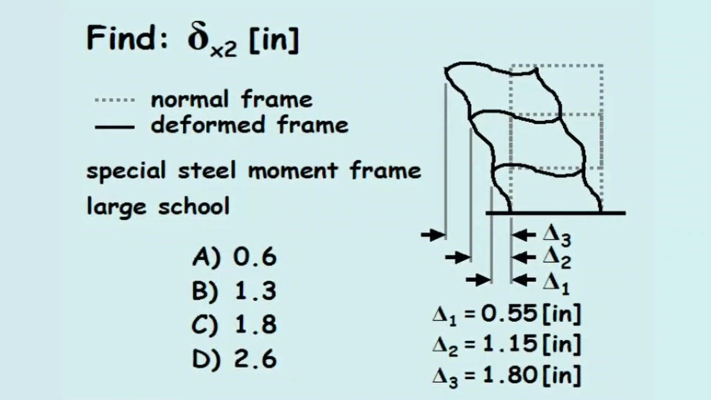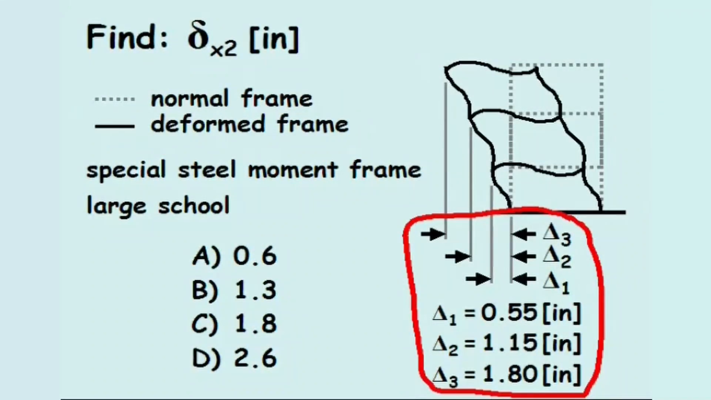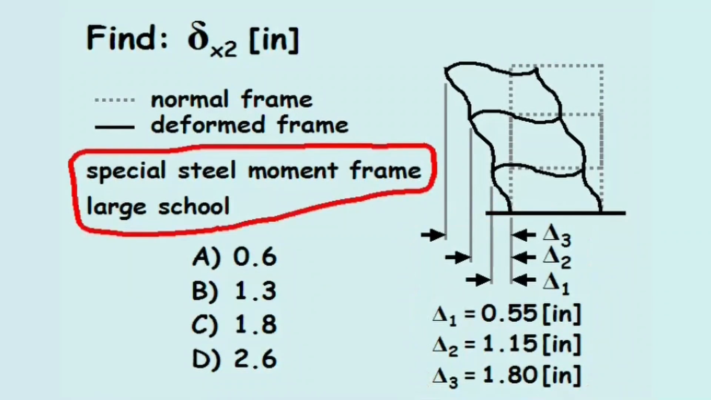Find the maximum inelastic drift in the second story in inches. In this problem, the normal and deformed outline of a three-story building is shown. The total displacement between each story and the ground is provided in inches. And the building is a large school built with a special steel moment frame.